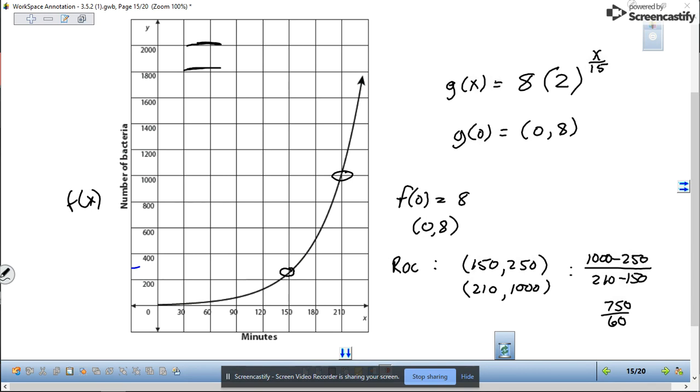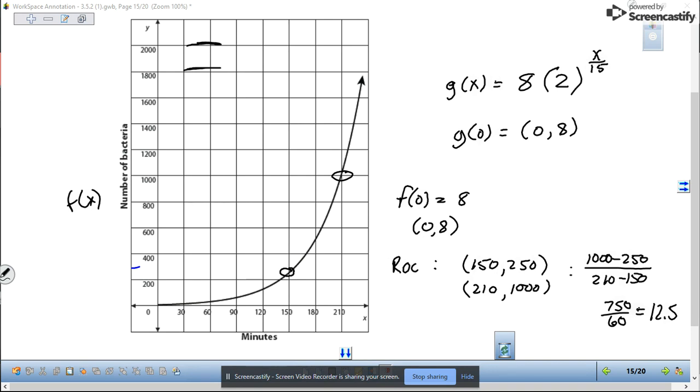So what we're going to do now is divide that out. So 750 divided by 60, and you get 12.5. Okay, so that is the average rate of change. Now, to find it for the other one, we're going to have to go back and actually plug in some numbers to be able to calculate that.